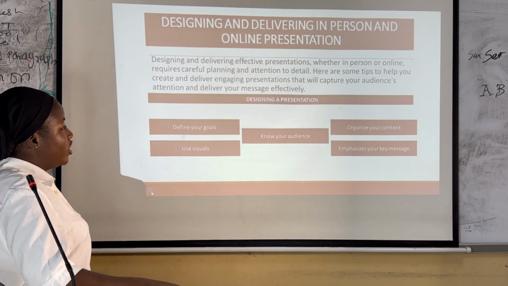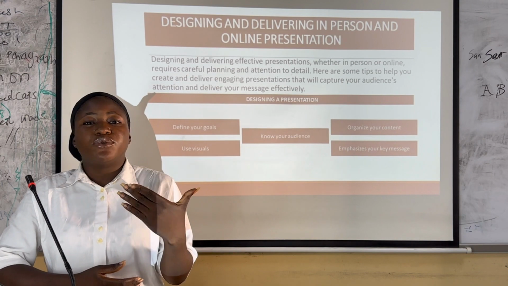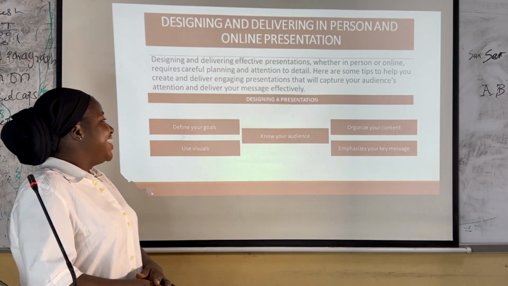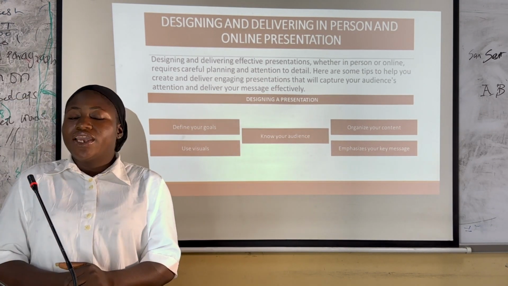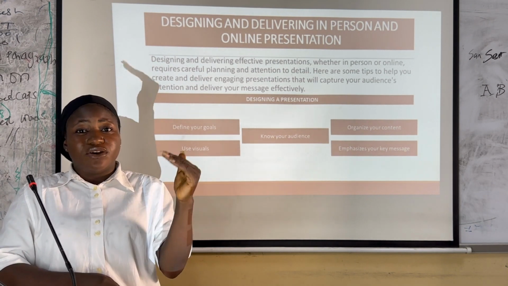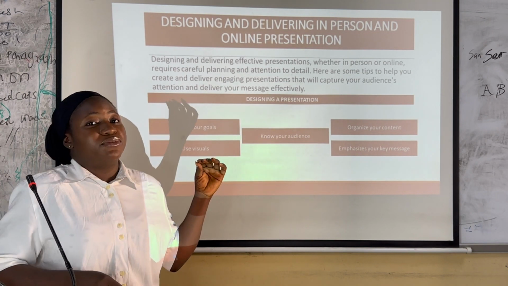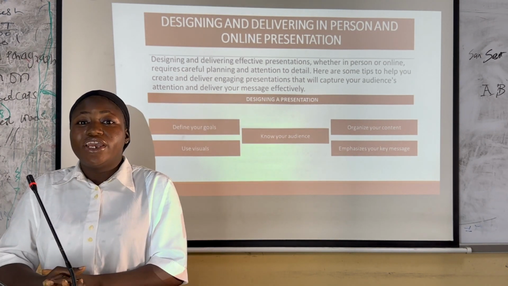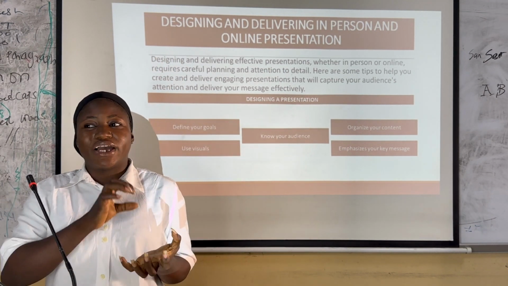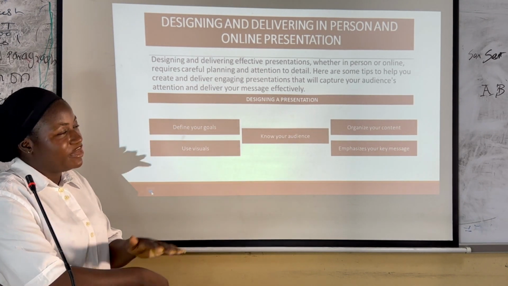Then use visuals, use pictures, use charts, so that your audience will be able to understand the subject matter you are bringing in. Then organize your content. Organize your content in the sense that you start from an introduction, then the body of your subject matter, then a summary. Some people will not pay attention from the introduction, but when it comes to the summary, those that did not pay attention from the introduction will be able to catch up with something from the summary. And emphasize your key message.